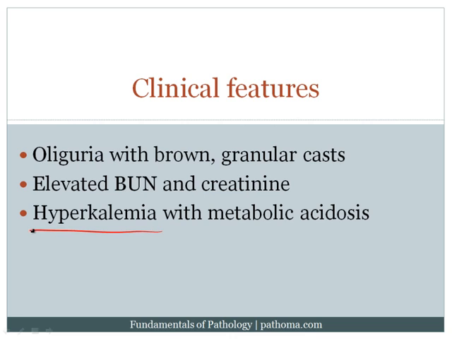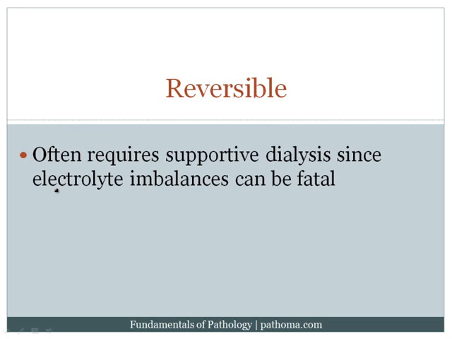And finally, the patients will develop hyperkalemia with a metabolic acidosis. The hyperkalemia is due to the fact that you get decreased renal excretion of potassium, and the metabolic acidosis is due to the fact that you get decreased excretion of organic acids, and so actually this acidosis would be associated with an increased anion gap. Now, acute tubular necrosis is reversible. The tubular cells do have the ability to regenerate. However, this often requires supportive dialysis because the electrolyte imbalances generated during ATN can be fatal.